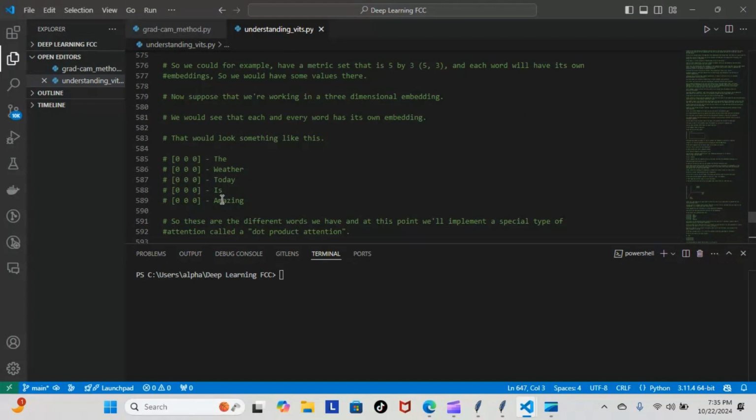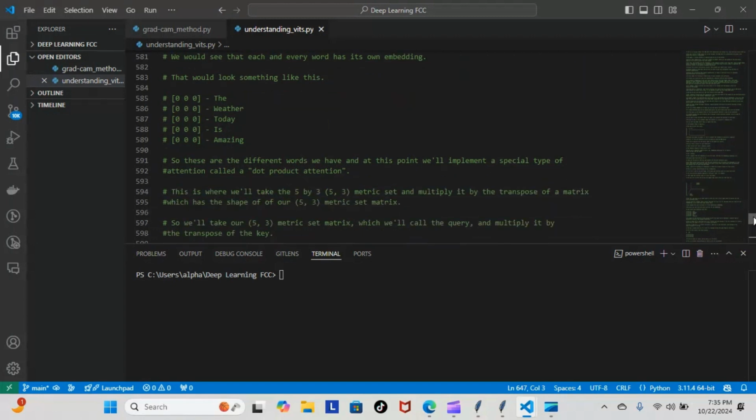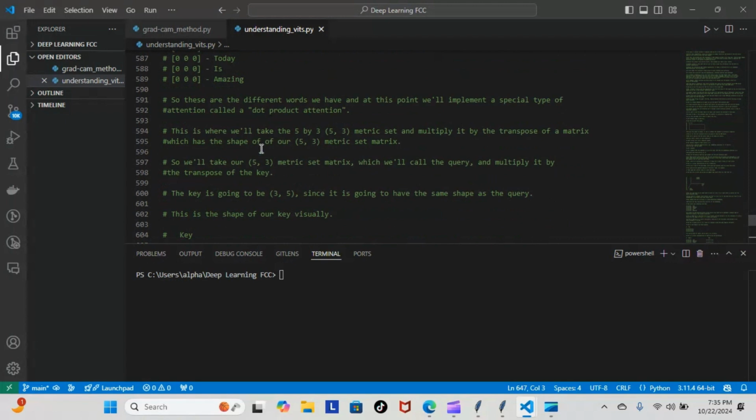So these are our words. These are our vectors, or our embeddings, the values of our embeddings. So these are the different words we have, and at this point, we'll implement a special type of attention called dot product attention. This is where we'll take the 5x3 matrix and multiply it by the transpose of a matrix which has the same shape as our 5x3 matrix. So we'll take our 5x3 matrix, which we'll call the query, and multiply it by the transpose of the key. The key is going to be 3x5, since it is the transpose of the query's shape. This is the shape of our key visually.